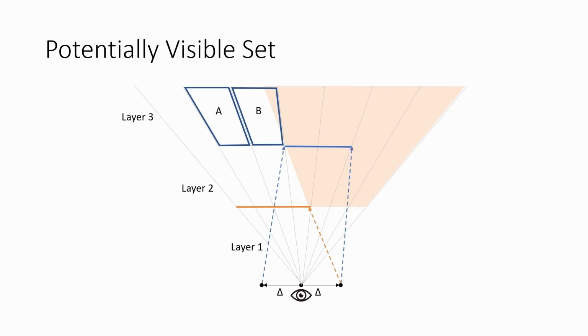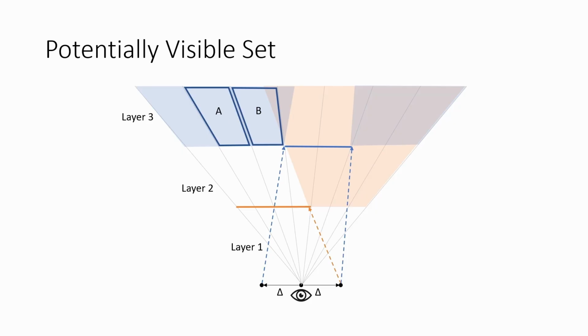We also compute which tiles are disoccluded from layer 2. We show the corresponding region in blue. Only tiles that are disoccluded by all previous layers are added to the potentially visible set. The tile A in layer 3 is disoccluded by layer 2, but not disoccluded by layer 1. It is therefore not added to the potentially visible set.